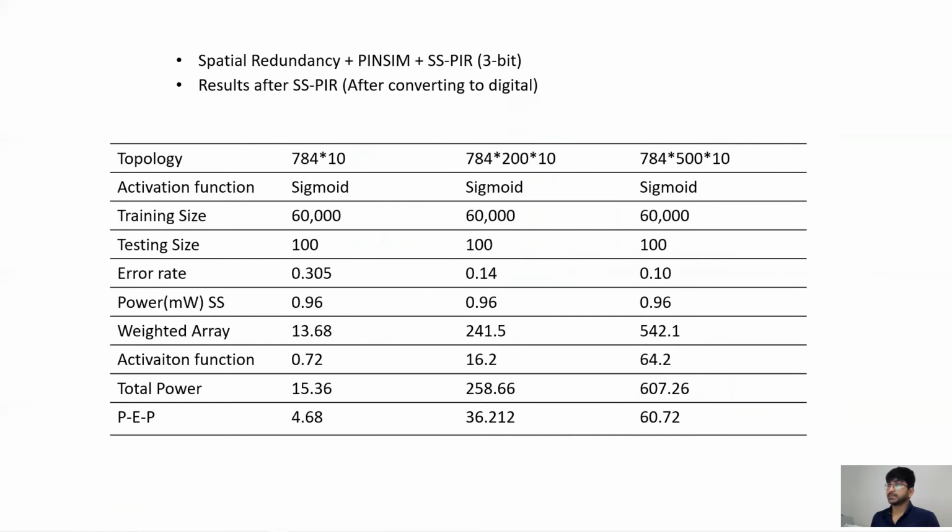These are the error rates calculated for the spatial redundancy with SSPIR circuit. We implemented this for 784 by 10 and 3 different topologies. These are the error rates, as you can see. For the 784 by 500 by 10 network, the error rate is going to be 0.1. For 784 by 200 by 10, it's going to be 0.14. For 784 by 10, it shows 0.305. And these are the power consumptions for all these different networks. The total power consumption for 784 by 500 by 10 is going to be high. The power is in milliwatts over here.